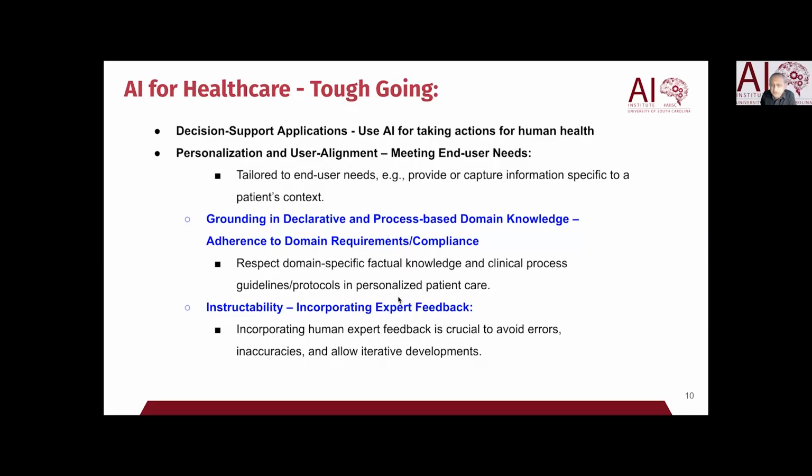Grounding in declarative and process-based domain knowledge, I mentioned that already. Instructability. So the clinician's feedback or guidance must be incorporated. It's very hard to build an AI system that has the entire context, so human engagement would be very important. Thus, I would say we can build chatbots for some simpler applications. We need to build co-pilots with the ability for human experts to engage. And I don't think we are yet ready for using autonomous agents for many AI applications for now.